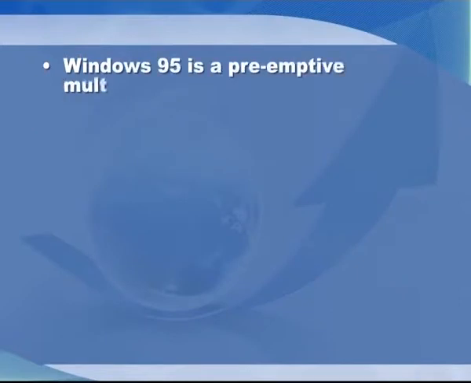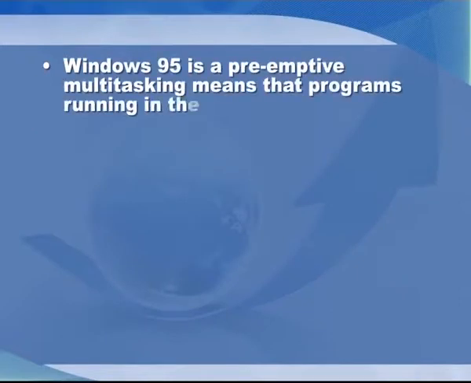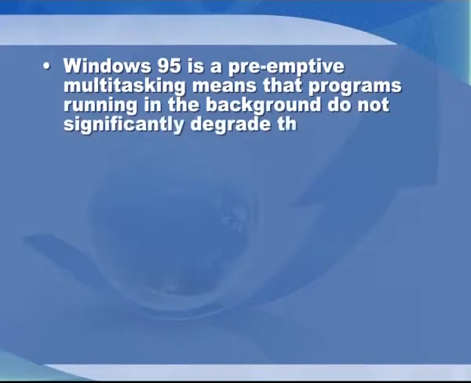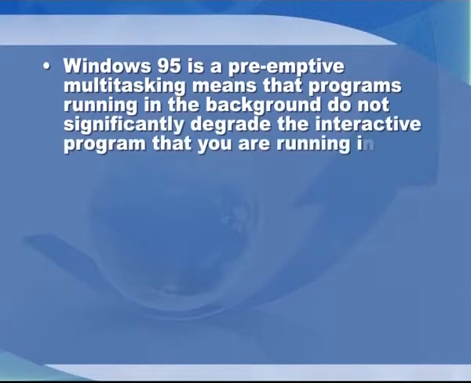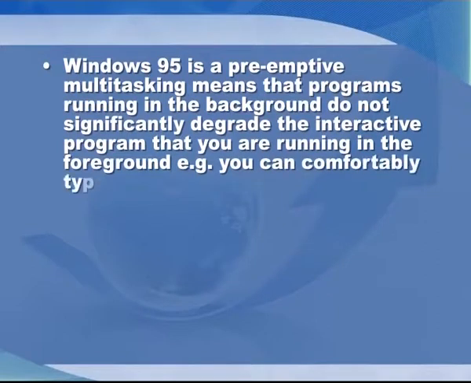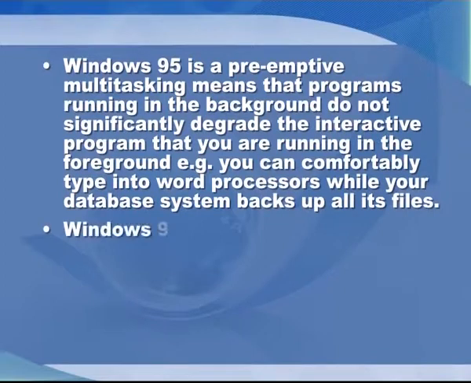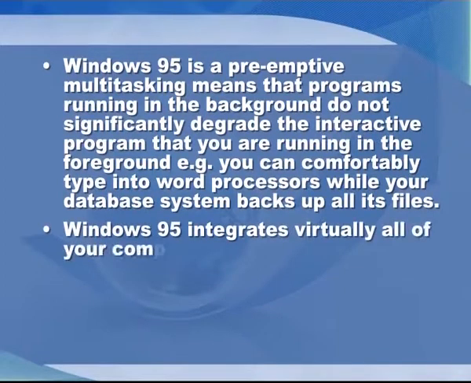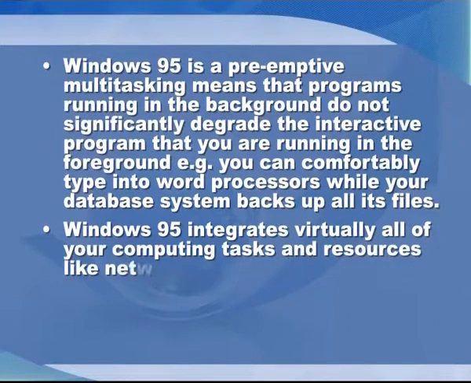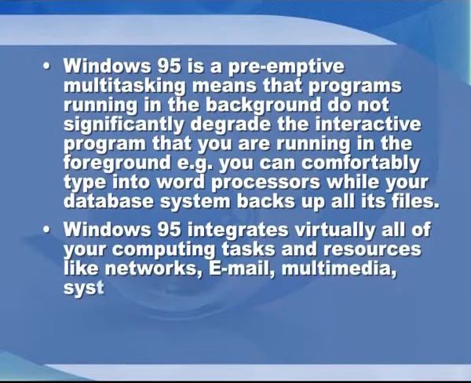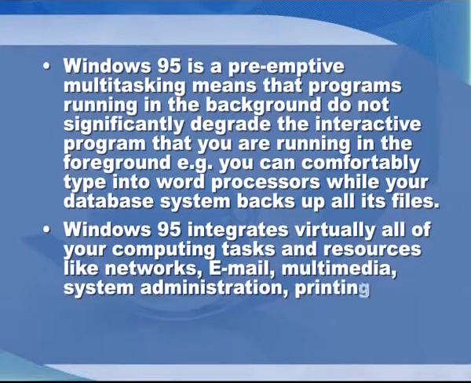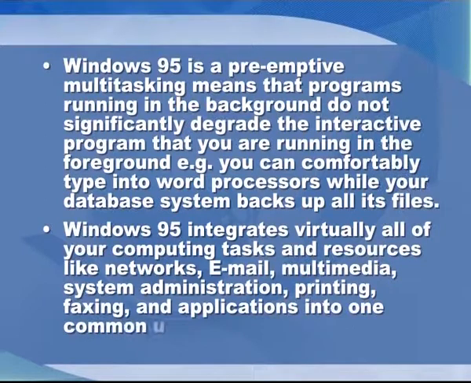Windows 95 is preemptive multitasking, meaning that programs running in the background do not significantly degrade the interactive program that you are running in the foreground. For example, you can comfortably type into a word processor while your database system backs up all its files. Windows 95 integrates virtually all of your computing tasks and resources, like networks, email, multimedia, system administration, printing, faxing and applications, into one common user interface.